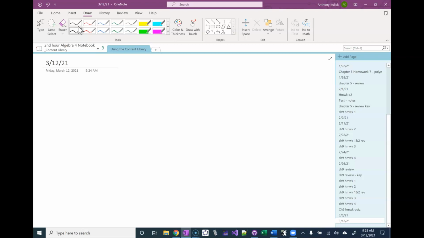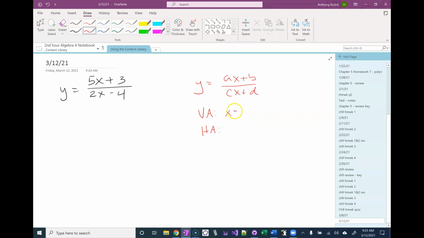Okay. So that was something that was in this form, right? Yeah. So maybe something that looked kind of like this. So when we're in this form, the key thing that we needed to remember was how to find the vertical and horizontal asymptotes.